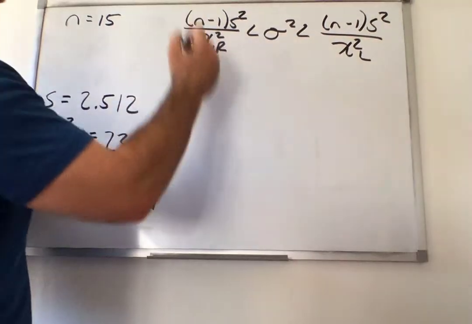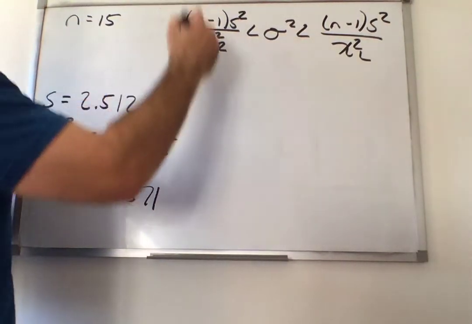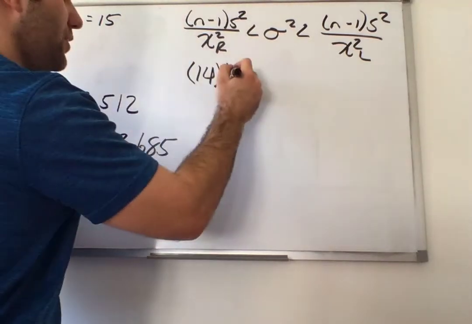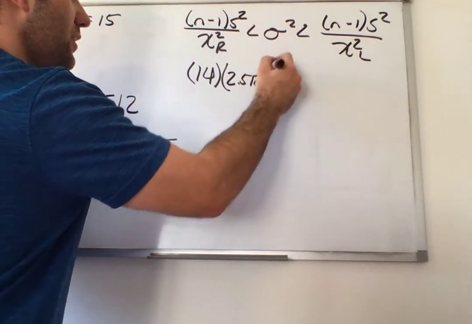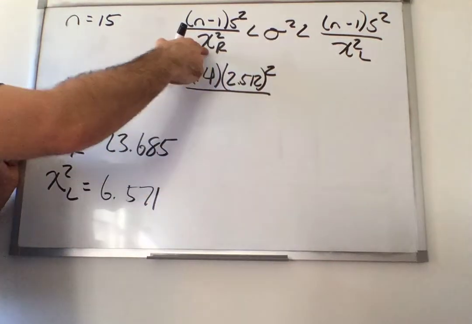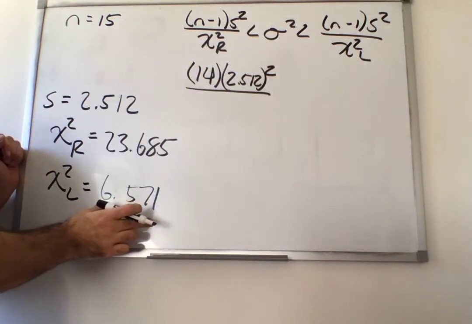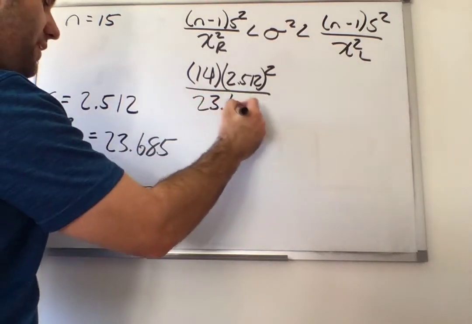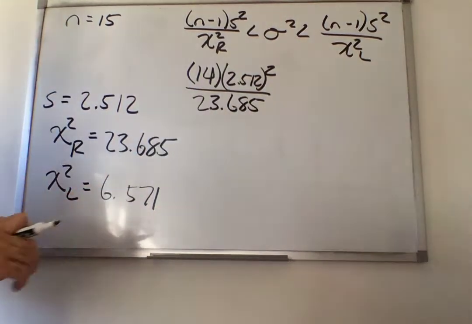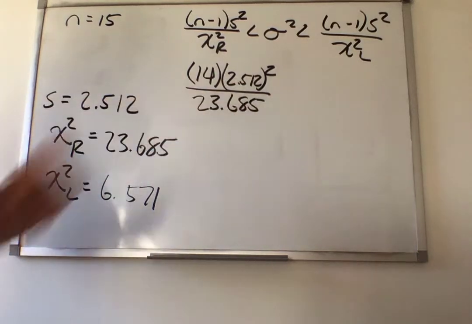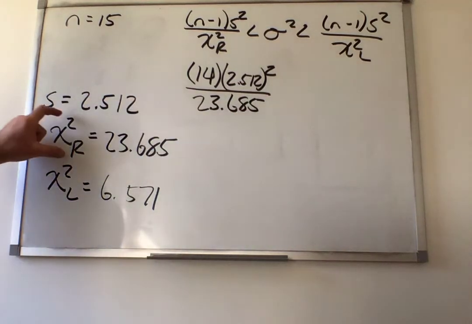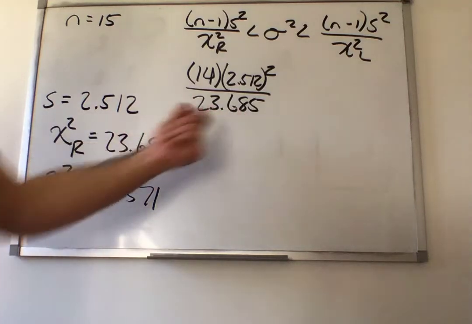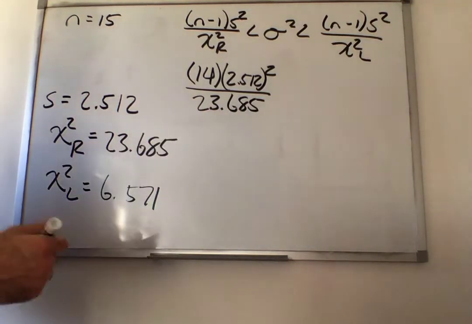Alright, so n minus 1, 15 minus 1, that's 14, times s squared, 2.512 squared, divided by the chi-squared right value. The chi-squared right value is right here, 23.685. Notice I am not squaring that number. This is my chi-squared number. I don't have to square it again. I leave it how I found it.